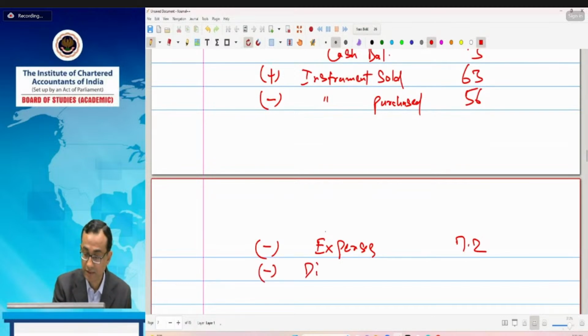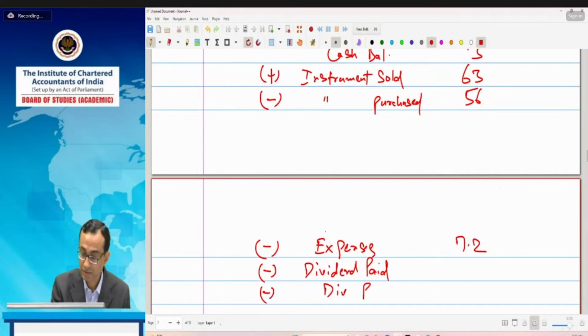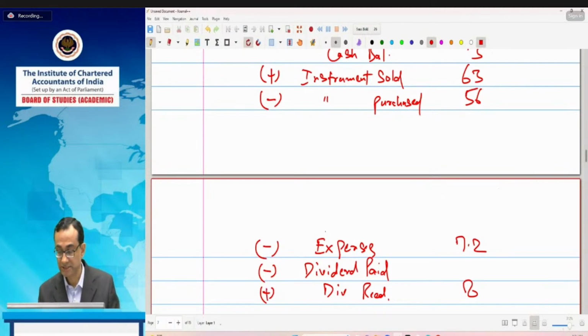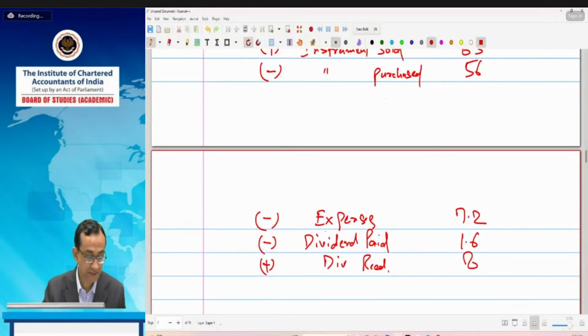Then dividend paid. First, I will get dividend received, which is 8 lakh. Out of this 8 lakh, as given in the question, 80% has been distributed as dividend paid. So this will be 6.4. Also, capital gain has been distributed, or you can say paid. The capital gain was 3 lakh.